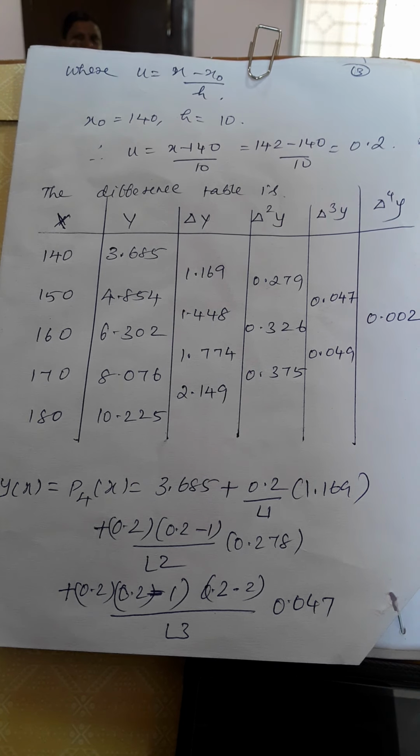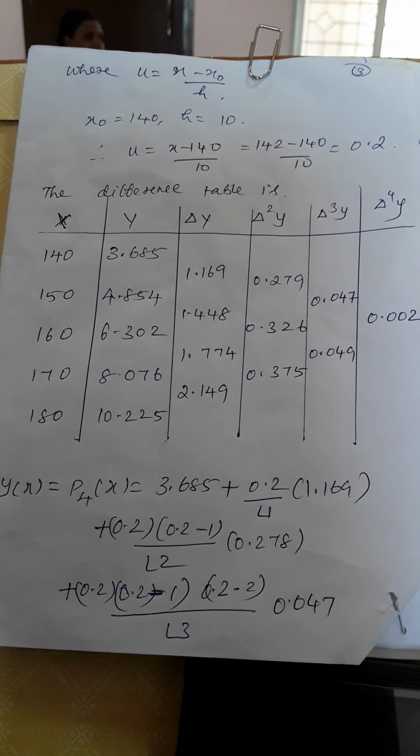Here u is defined by x minus x0, the whole divided by h. Here we consider x0 equal to 140 degrees and our interval h is equal to 10. Now by applying these x0 and h values in the above formula, we calculate u as x minus 140 by 10, and thus it gives the value 0.2. Now we can draw the difference table.